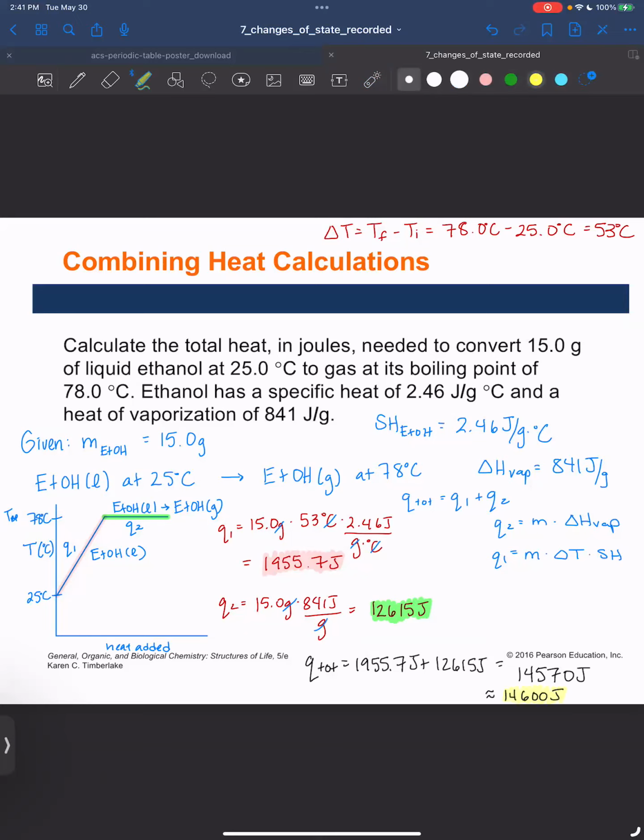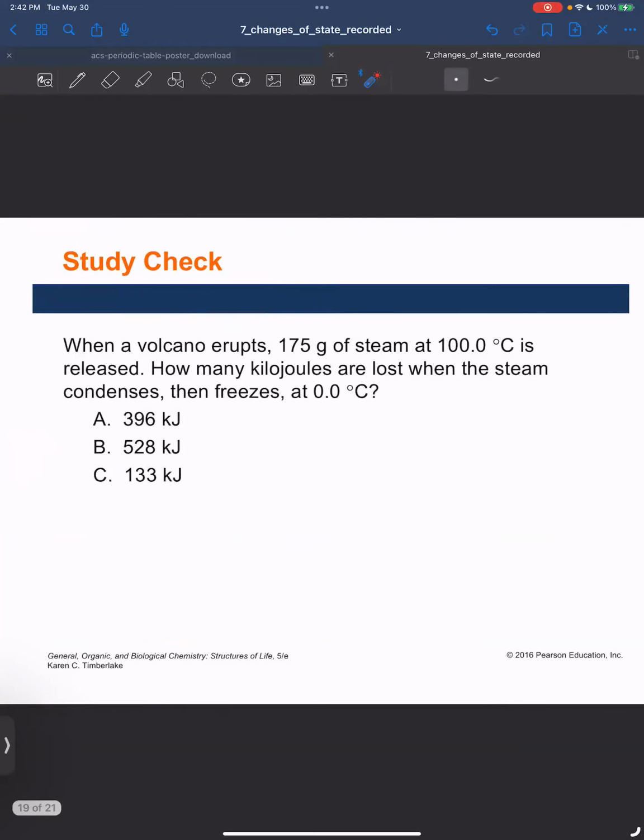So what that means is that if I started with 15 grams of ethanol, it requires that much energy first to heat it up to its boiling point and then to convert it all to a gas. All right, go ahead, pause the video, try to do the study check on your own, and then come back and check your work with me.